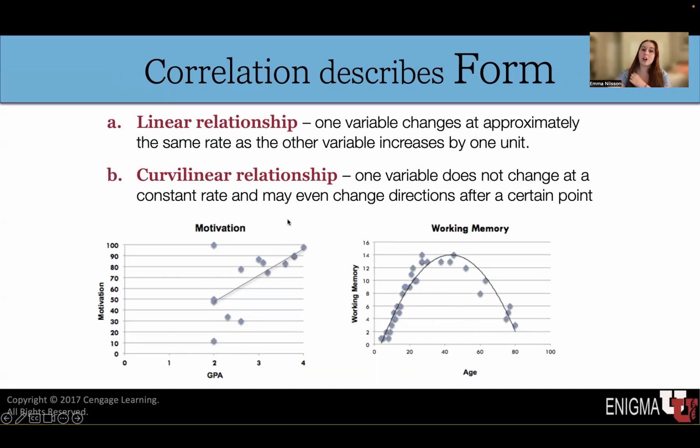You can also have a curvilinear relationship, which is when one variable does not change at a constant rate and sometimes even changes directions. We can see that here. It is curving and not changing at the same rate. Our working memory is curving like this as age just keeps going up by 1 unit.